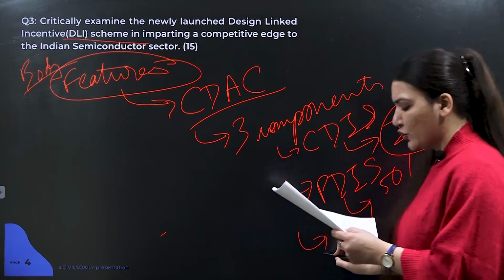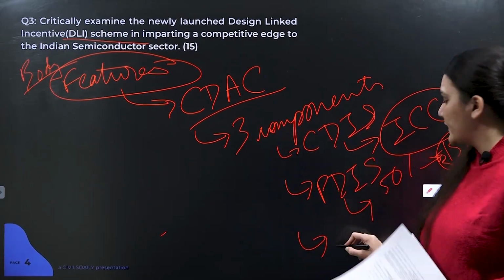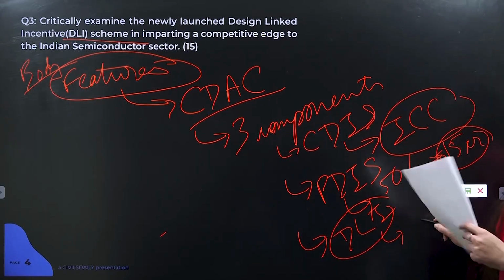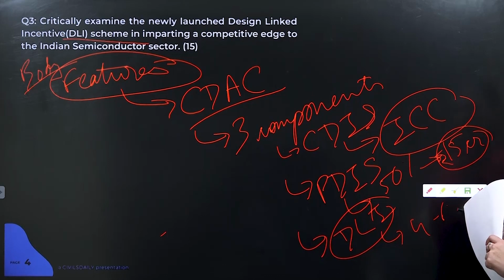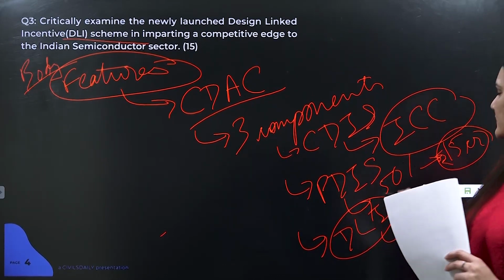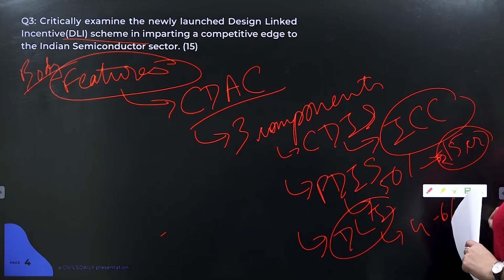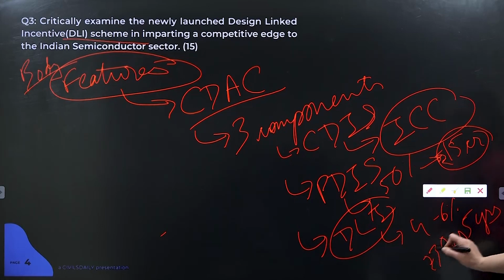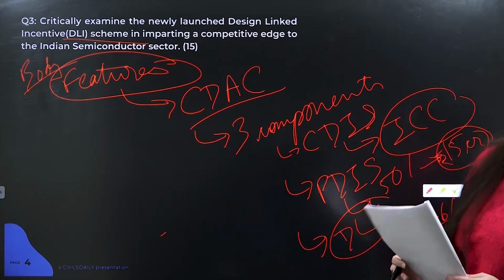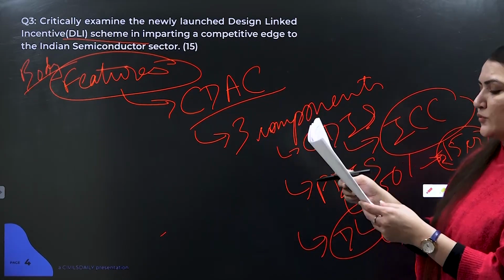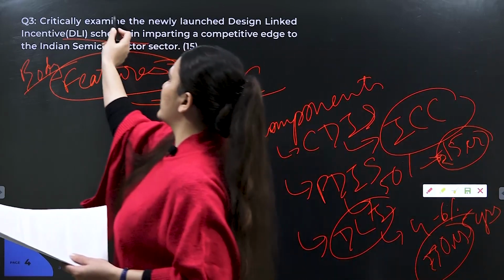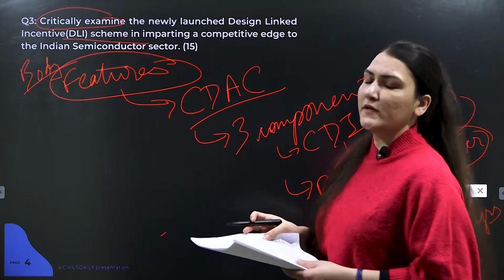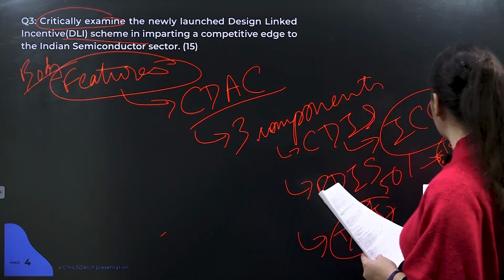And similarly, the third component is the deployment linked incentive, wherein an incentive of 4 to 6% of the net sales turnover for 5 years will be provided, with a ceiling of 30 crore rupees. So that's how you'll describe the features of it. Now you'll come to the critically examine part, that is, how it has imparted a competitive edge to the Indian semiconductor sector.